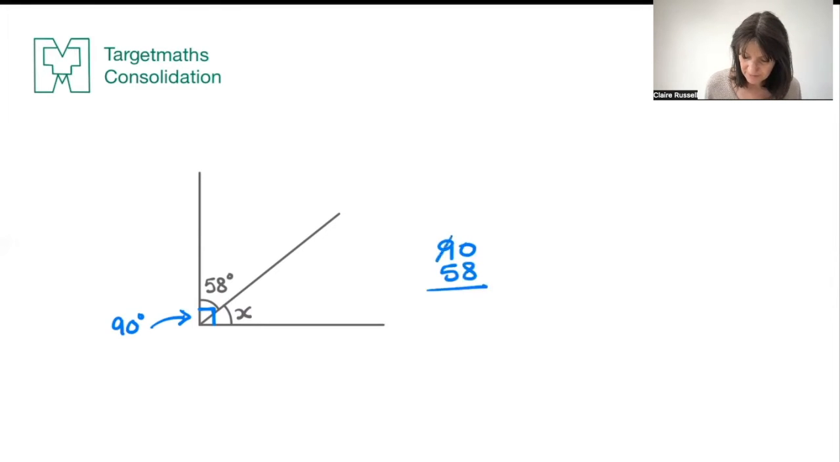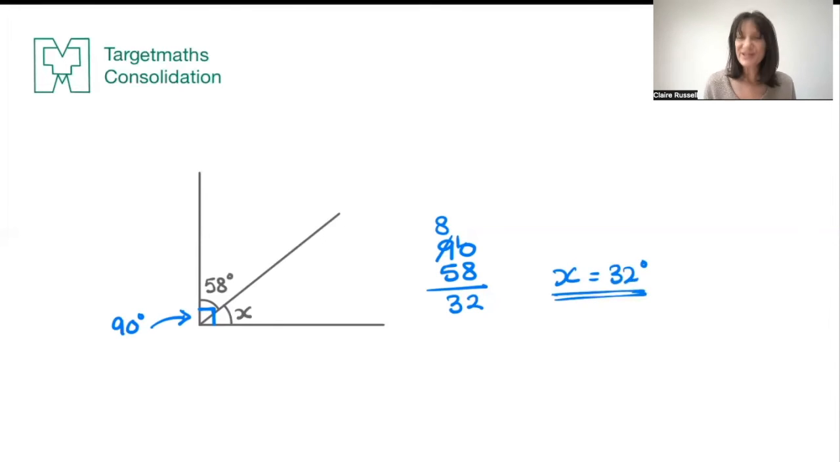So reduce that down. 10 take 8 is 2. 8 take 5 is 3. So X is equal to 32 degrees. And if you used the 90, fabulous, absolutely fabulous. If you didn't, then there is just an example of how we really can use things that we know in a way where it feels unfamiliar, and it can be quite off-putting, but hopefully you did okay.